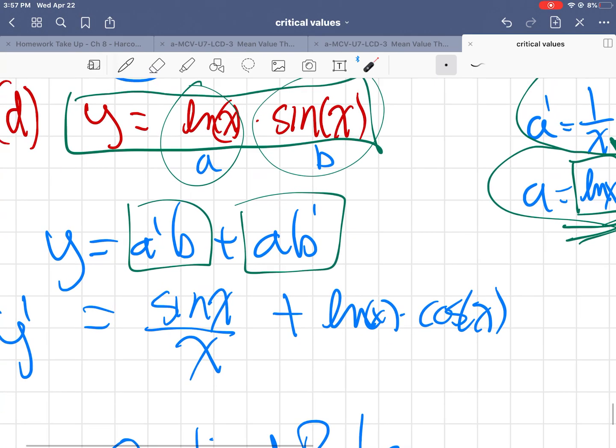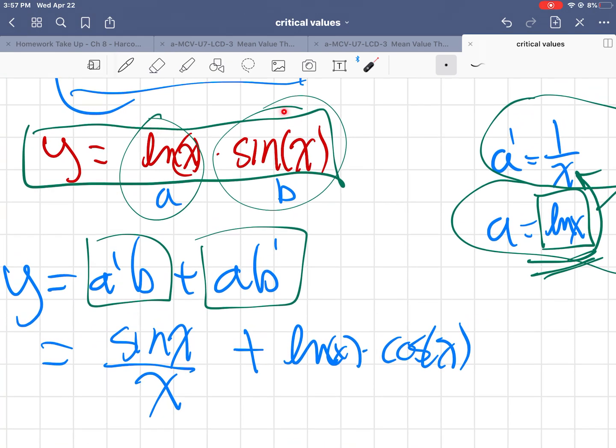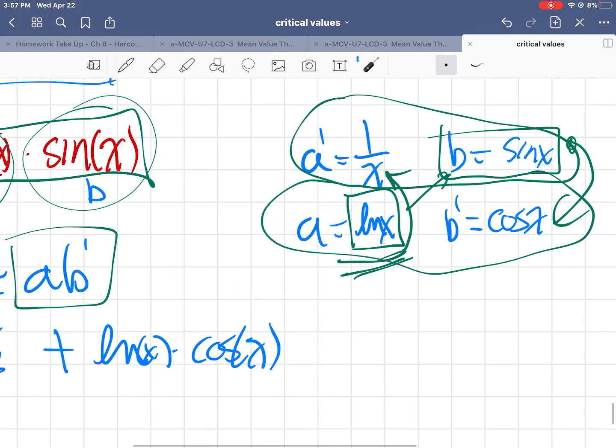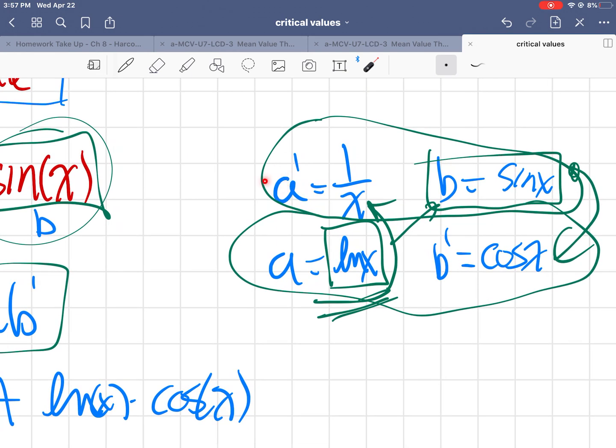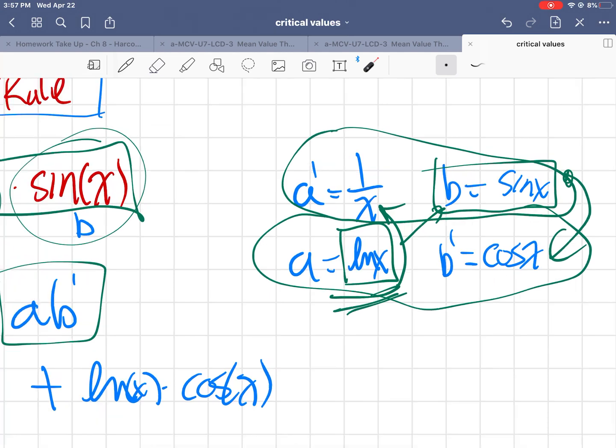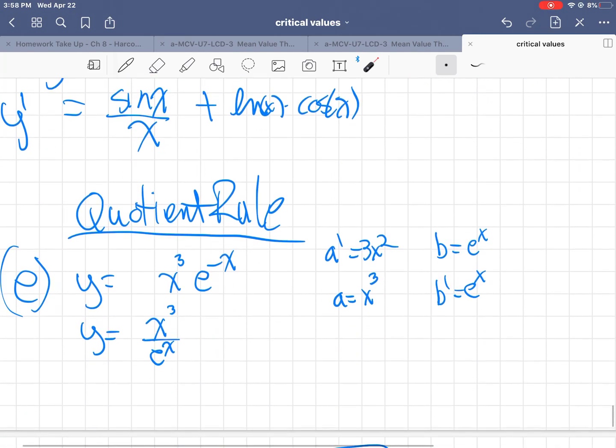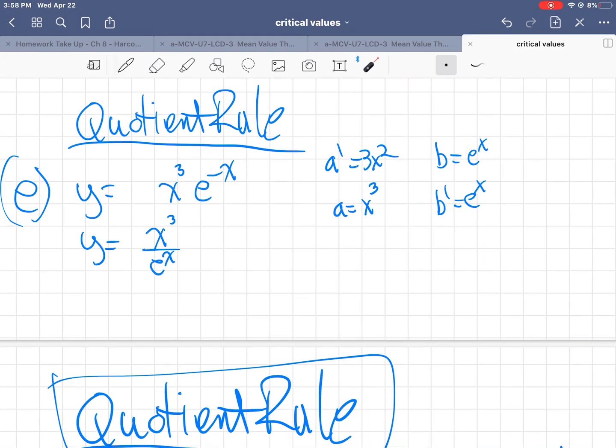Again, process. Identify each factor, a and b. Then you can set up a grid like this: a prime, a, b, b prime. You start by writing a and b, and then you do your derivatives. You have to go up to do the derivative of a, you have to go down to do the derivative of b, and then it's a prime b plus a b prime. Fairly straightforward.